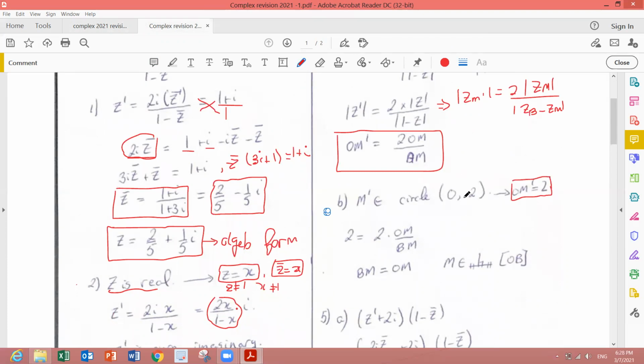OM prime is 2, which equals 2 times OM over BM. The 2 and 2 are simplified. So BM equals OM. Since M is equidistant from O and B, M belongs to the perpendicular bisector of OB.